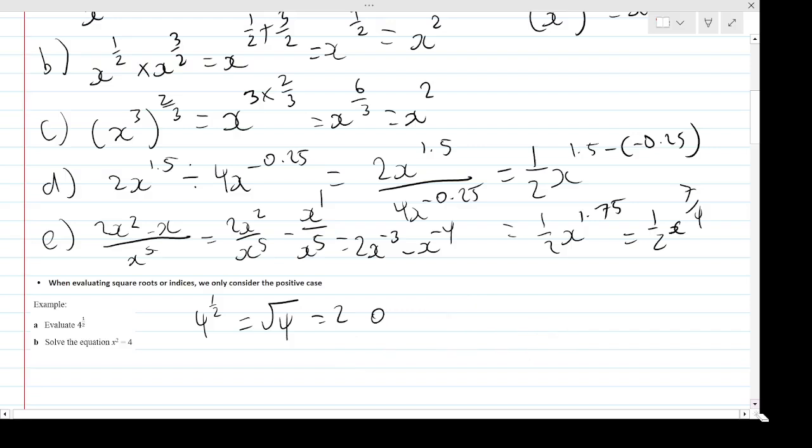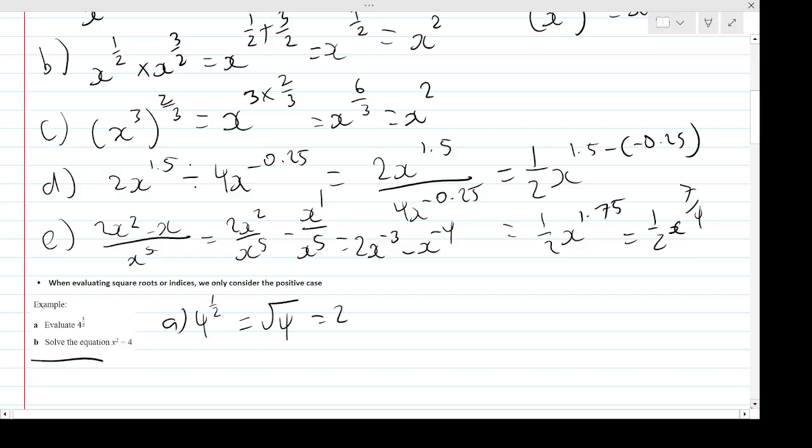The idea is when we just want a single answer, we don't want multiple answers. When we evaluate something like this, I just want one single answer as an output, and this is how we take it. We take the positive. The square root is positive, so you just get one singular answer. The whole idea is we are not solving an equation, and that's part A.